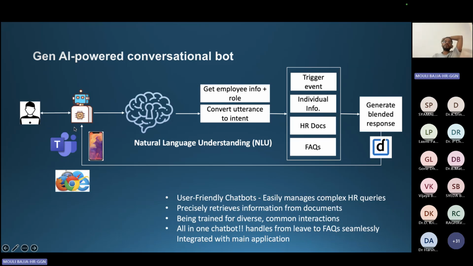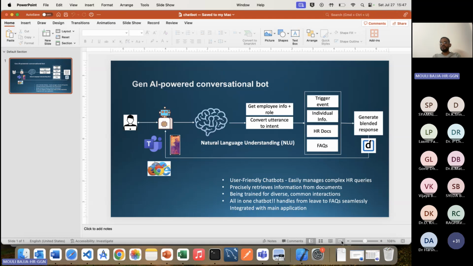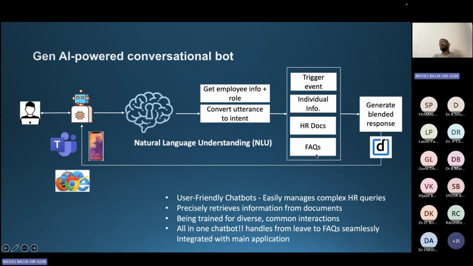Now we convert the user query into some sort of an intent, a vector intent, and then we pass it through. We have 4 different models here. Like the way GPT has many models and horizontally multiple steps, we had a model for triggering events and individual information. But these 2 are simple APIs. We had some 130 API calls made to the overall HRMS application. Then we had a full-fledged language model for HR docs, what we just saw in the previous case, and that was there for HR docs and for FAQs.